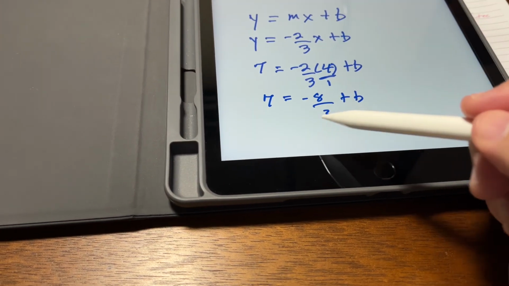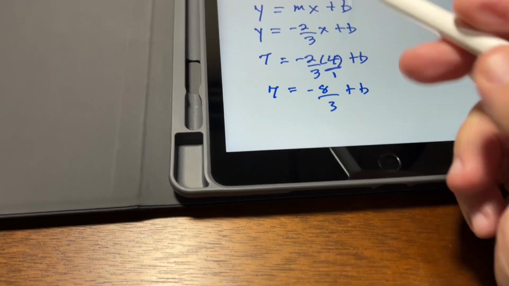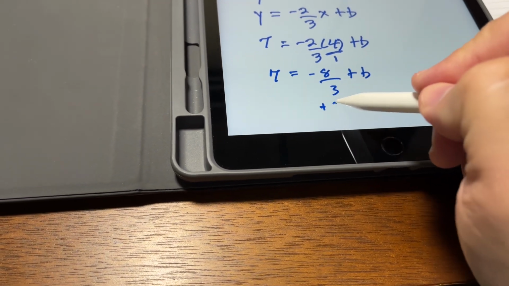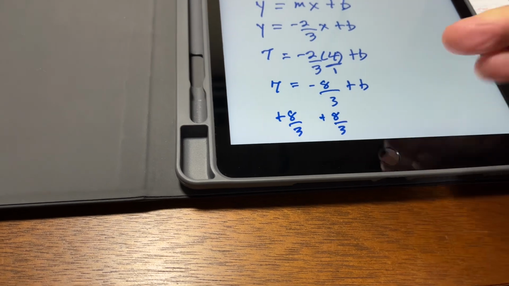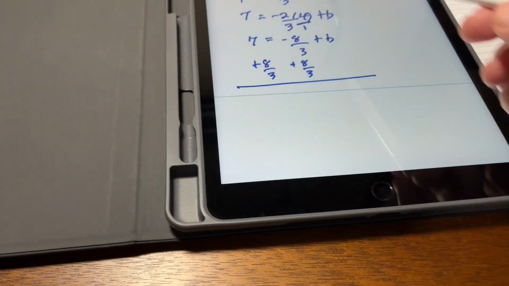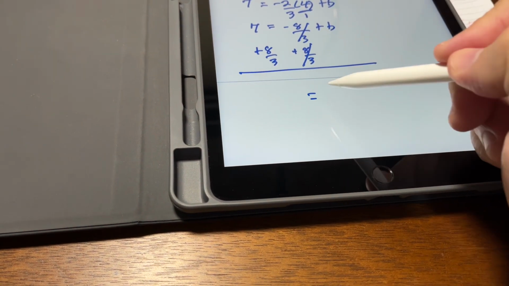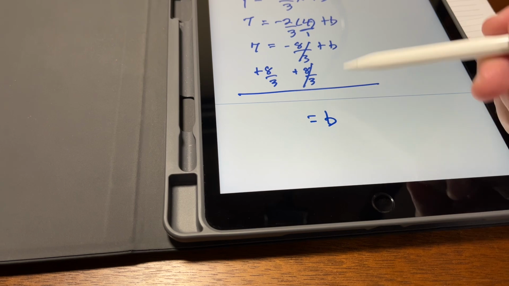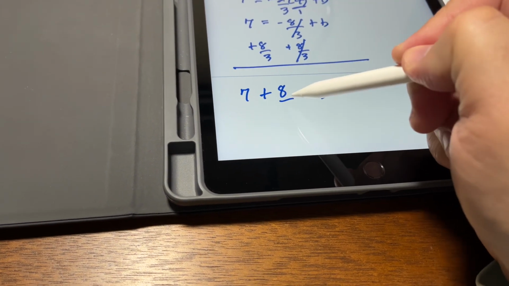And then, of course, because we're solving for b, we have to move this to the other side, which is to add 8/3 to both sides. So I'm adding 8/3 to both sides, which is going to cause those to cancel out. And I just have b left on this side, and I have 7 plus 8/3.